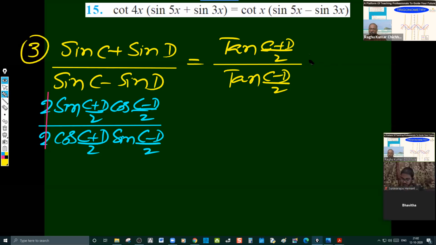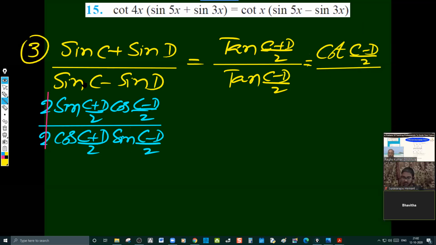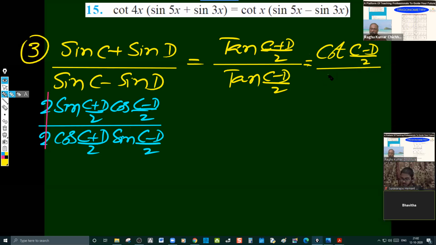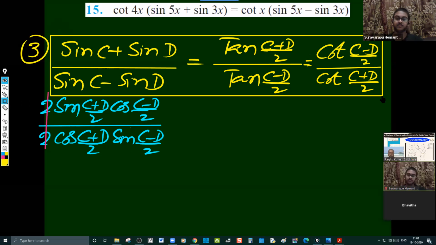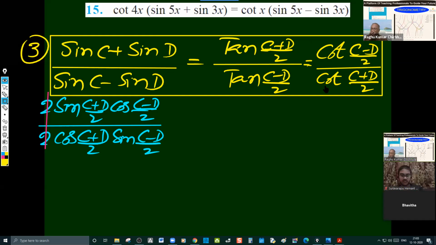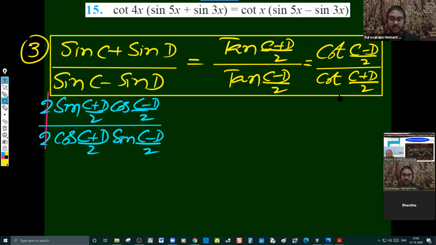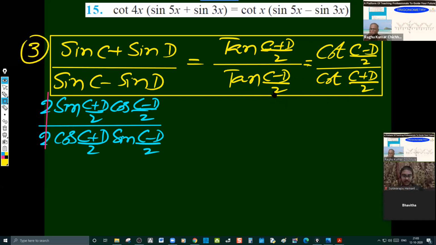And even you can express it in cot also. How? Write it as cot of C minus D by 2 whole divided by cot of C plus D by 2. I hope you understand that, Bhavita, what I wrote. Yes, sir. First case I wrote tan, second case I wrote cot. Even if you bring this tan to the numerator, it becomes cot, and if you bring this numerator to denominator, that becomes cot. That's it. So why I wrote this here? This is very much related to that only. Just figure out, but little rearrangement is to be done.